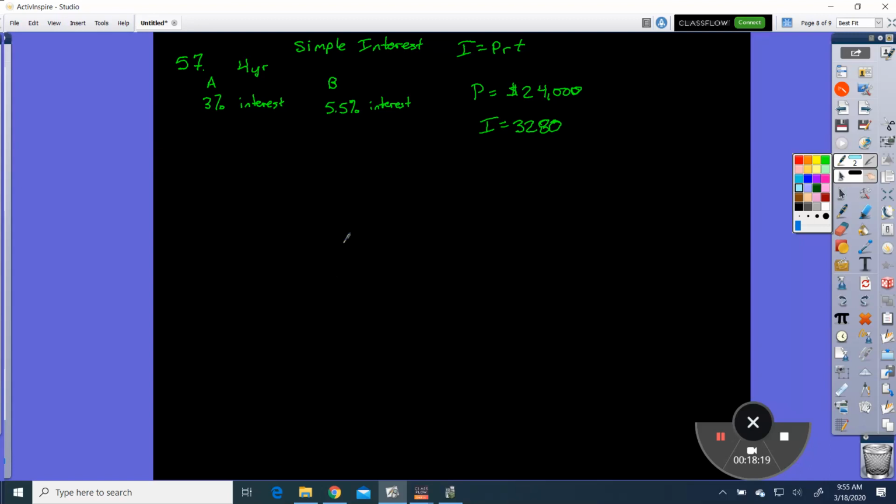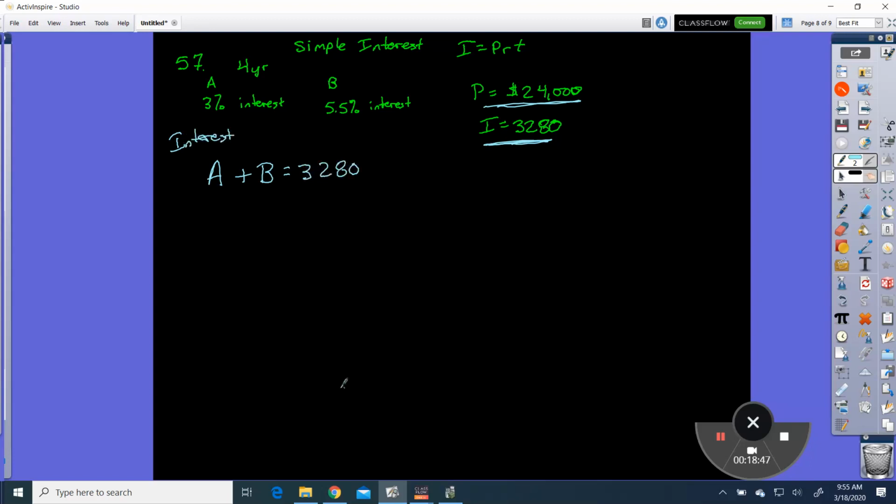But anyways, carrying on. So simple interest is this formula, I equals PRT. It tells me my interest, it tells me my principal. But it says there's two different accounts. Well, I know account A plus account B, the interest off of these, so interest equals $3,280. Okay. I know the interest.